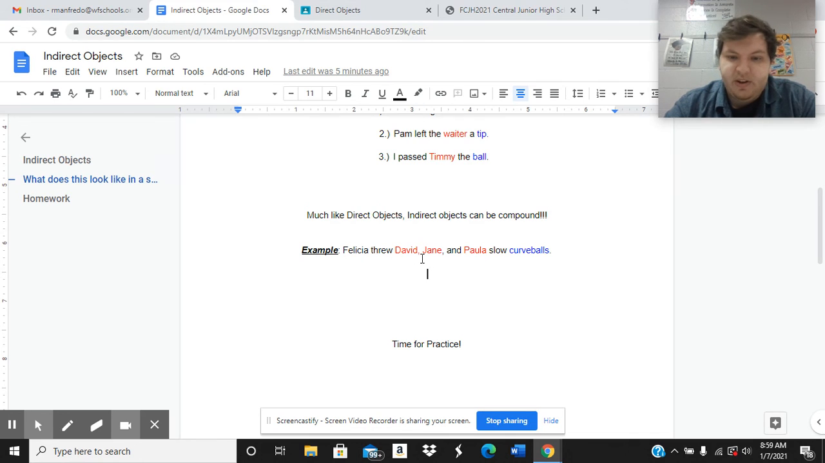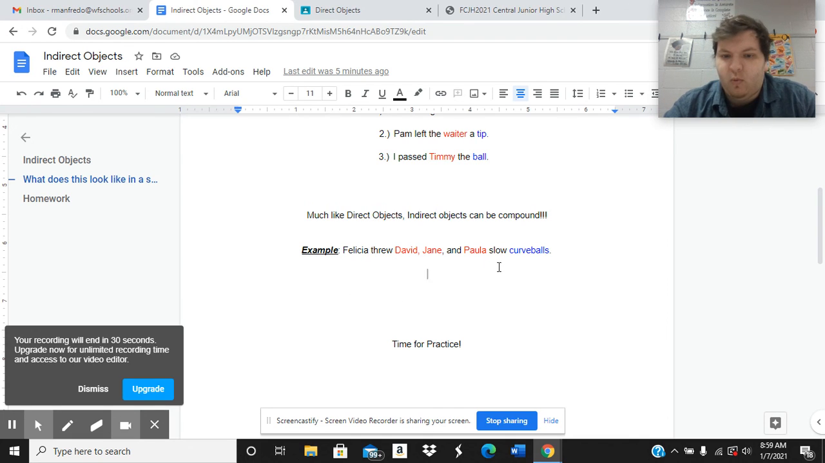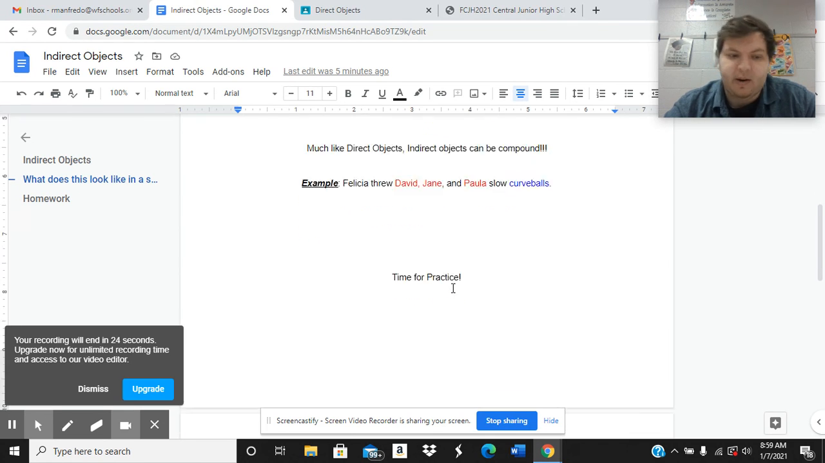Here's an example of a compound indirect object. Felicia threw David, Jane, and Paula slow curveballs. The thing that she actually threw were the curveballs, so that's our direct object. David, Jane, and Paula received those curveballs, so they are our indirect object.